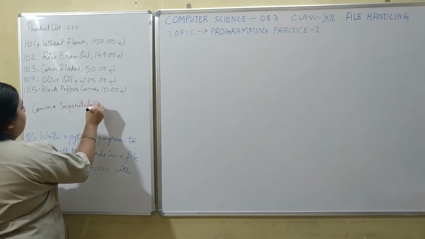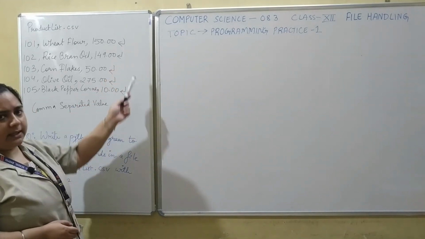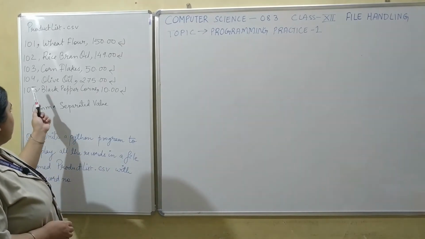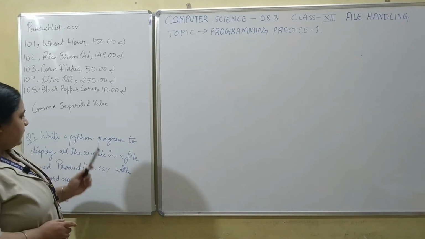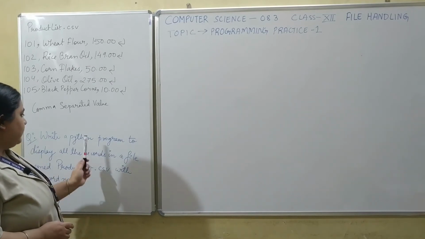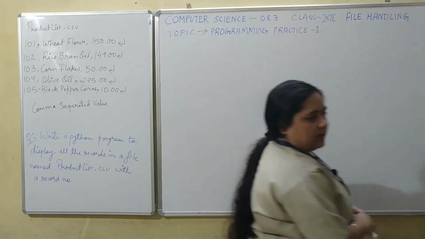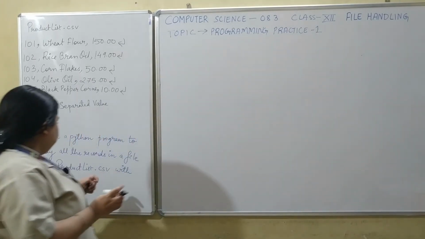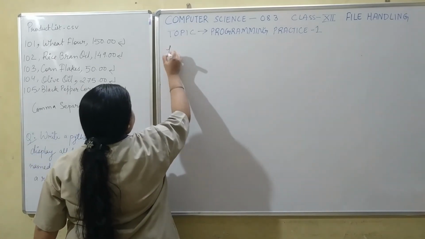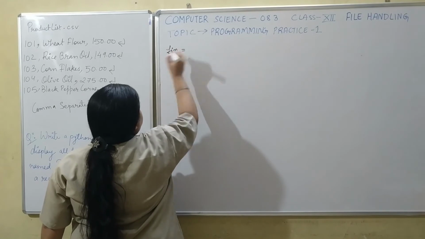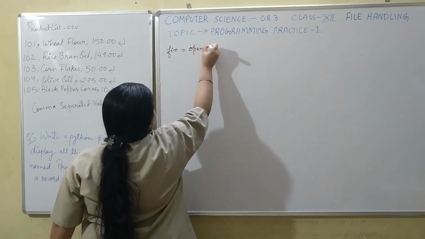Every value is separated by a comma, and at the end we have a new line character, and you can see there are product ID, product name and its price. So let us try to create a program where we just have to display the records and we have to prefix a record number in the beginning. So let's start. We start with creating a file handle, opening a file.